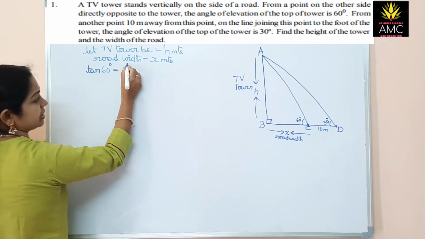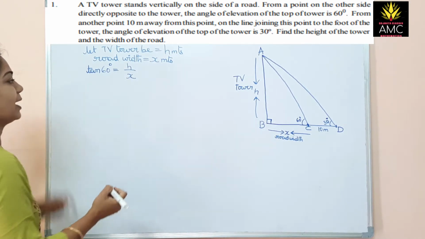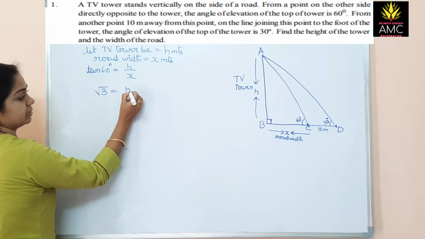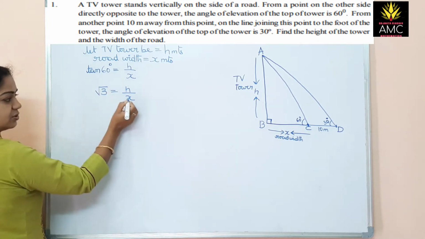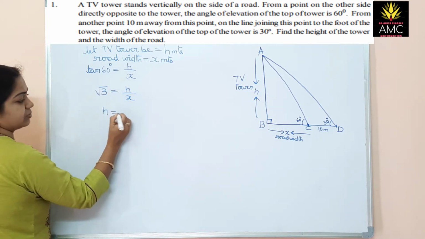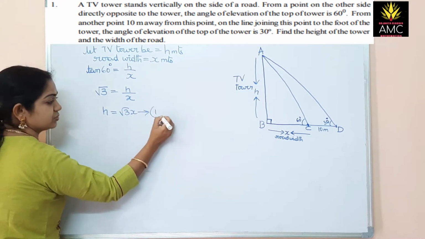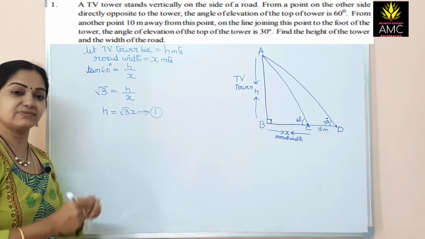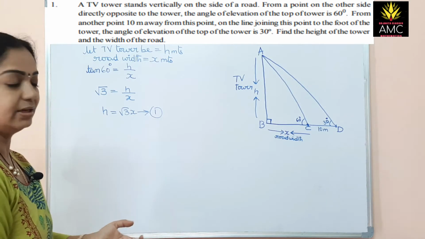So opposite is h, adjacent is x, right? Now tan 60 value is root 3, that is equal to h by x. Now just cross multiply it. h is equal to root 3x. Let me suppose this as equation 1. So from two triangles we will be getting two equations, and solving two equations we can get the solution.